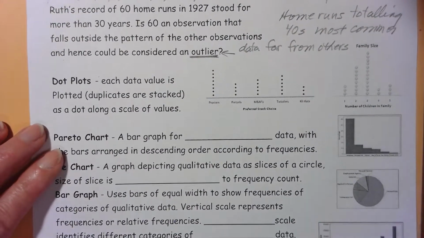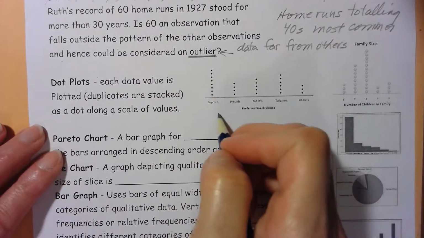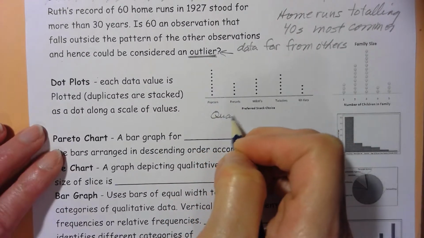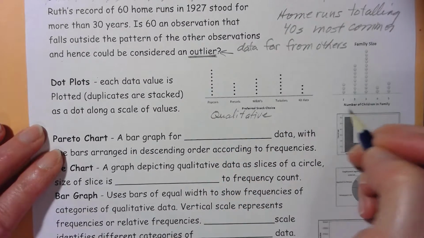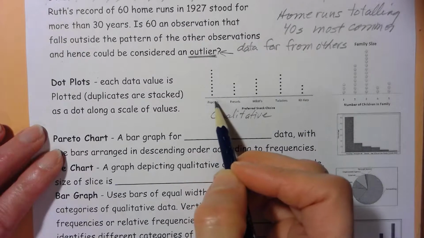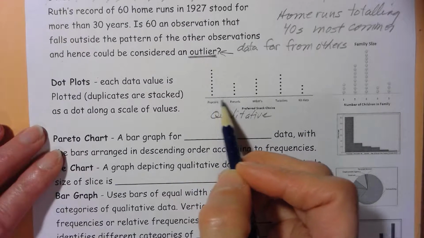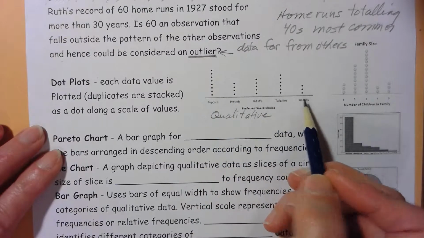Okay, so next we want to take a look at dot plots. In dot plots, each value is plotted and then stacked. This is really good for qualitative information. So we can see here our first example, we have some qualitative information. And the second one, we have some quantitative. By qualitative, again, we mean no numbers, we have categories here. So this is looking at our different choices of snacks at a movie theater.